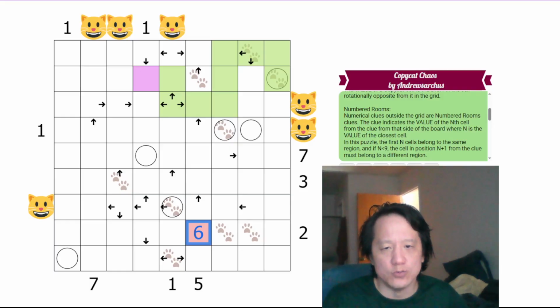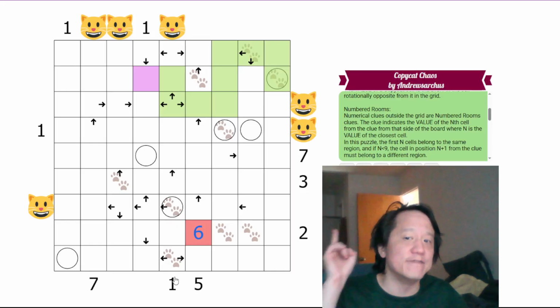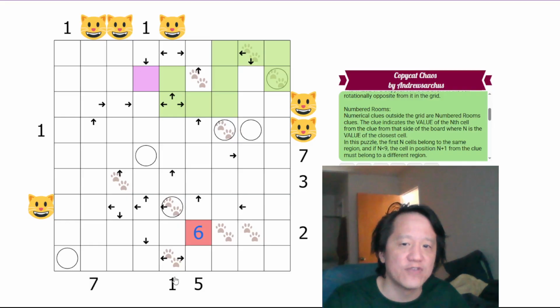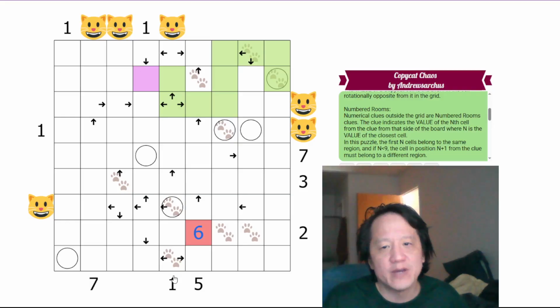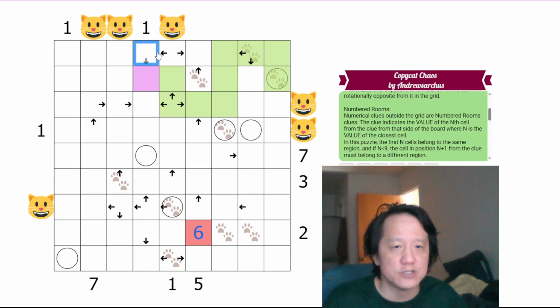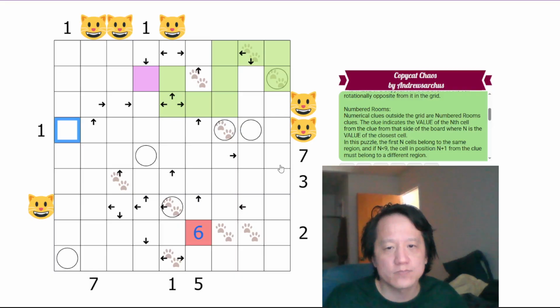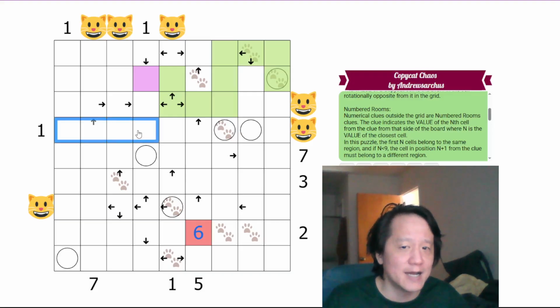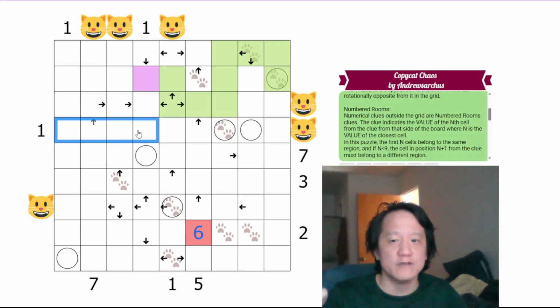We have numbered rooms, where numerical clues outside the grid are numbered rooms clues. And the clue indicates the value of the nth cell from the clue from that side of the board, where n is the value of the closest cell. In this puzzle, the first n cells belong to the same region. And if n is less than 9, the cell in position n plus 1 from the clue must belong to a different region.